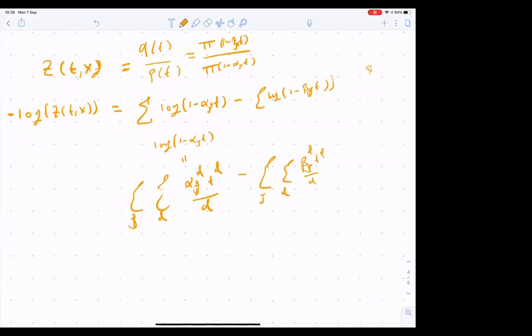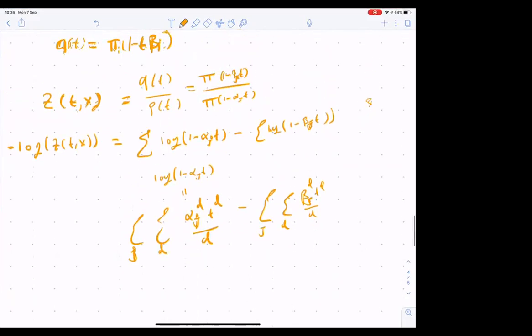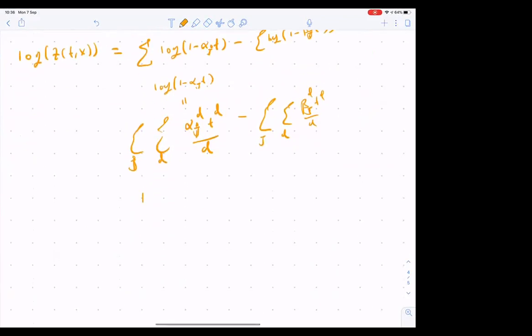Tomer, I think you're missing the minus. You actually don't need the minus on the... You're expanding minus log one minus something. Okay, maybe I did. Okay, possibly. I thought I did it correctly, but it's very possible that I didn't. Anyway, we get a_d x t to the d divided by d, right? Equals the logarithm of Z of t x.